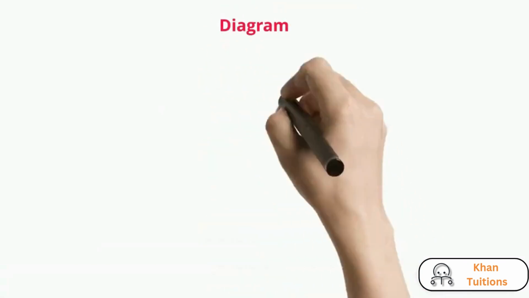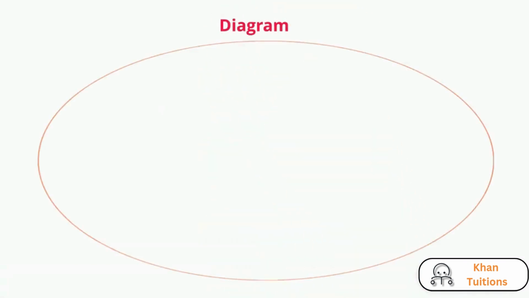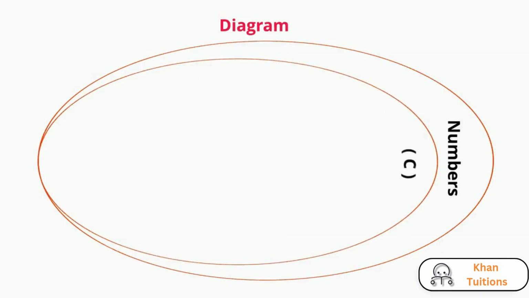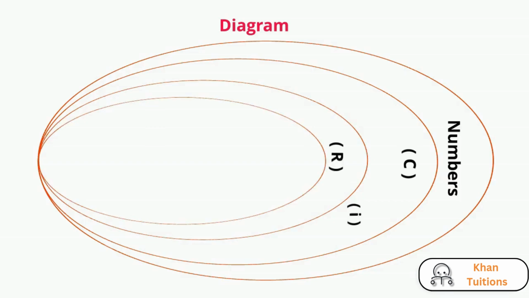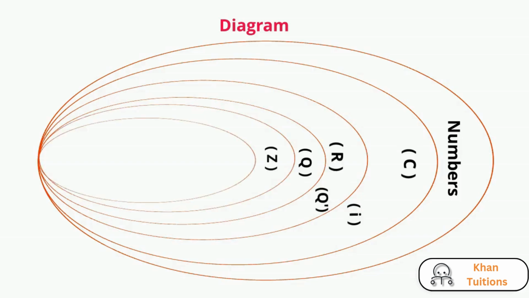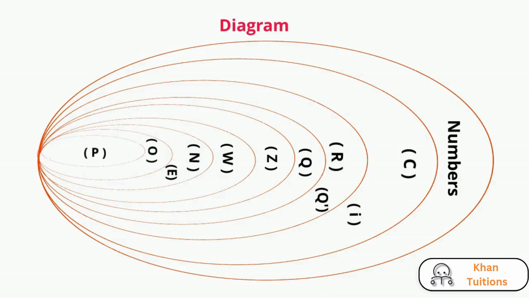Let's understand this chain diagrammatically. Let this be an entire set of numbers. Within numbers, we have complex numbers. Complex numbers then have real numbers and imaginary numbers. Within real numbers, there are rational numbers and irrational numbers. Rational numbers then have integers, and integers then have whole numbers. Within whole numbers, we have natural numbers, and within natural numbers, we have even numbers and odd numbers. Odd numbers then contain prime numbers, except 2.